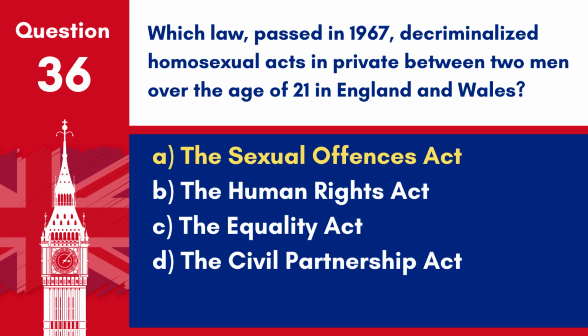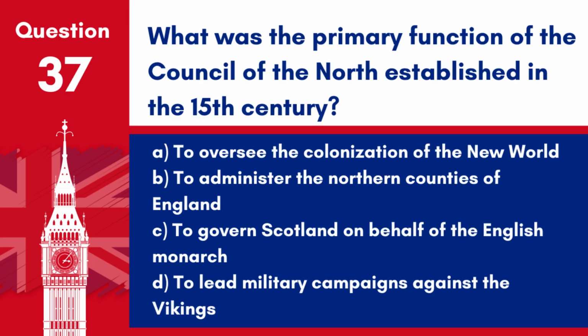Answer: A. The Sexual Offences Act. The Sexual Offences Act of 1967 decriminalised homosexual acts in private between two men over the age of 21 in England and Wales. Question 37. What was the primary function of the Council of the North established in the 15th century?